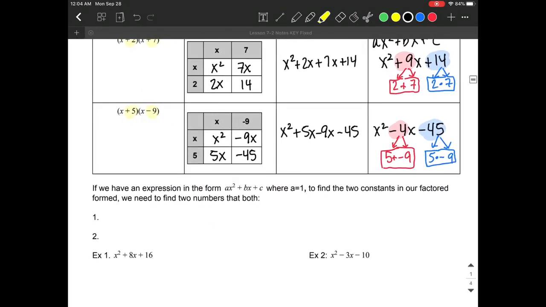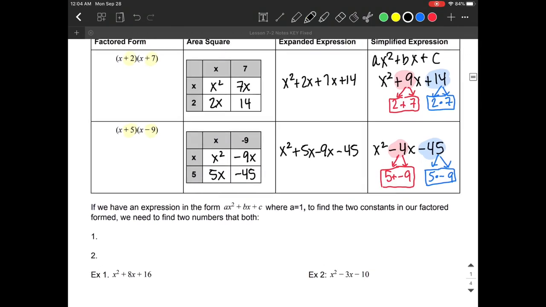So if we have an expression in the form ax squared plus bx plus c, where a is equal to 1, as it is for these two examples, I have 1 as the coefficient for x squared. To find the two constants in our factored form, so 2 and 7 and 5 and negative 9 in these examples, we need to find two numbers that first add up to b, and they need to multiply to c.